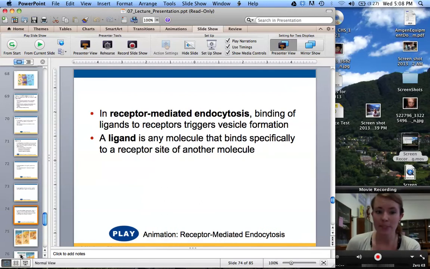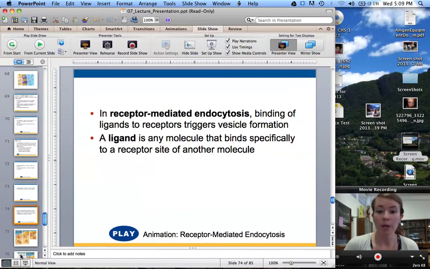Lastly is receptor-mediated endocytosis. So this is taking in of something through the use of the cell membrane, endocytosis. But what happens is we get messengers somehow that it's going to happen. So there are receptors on the cell membrane, and they're only going to form a vesicle if something binds to that receptor. And this is what's called a ligand.